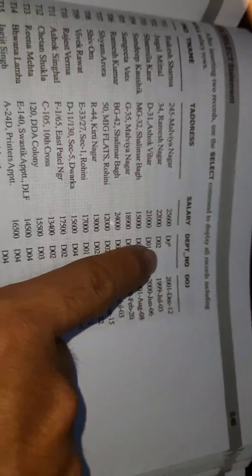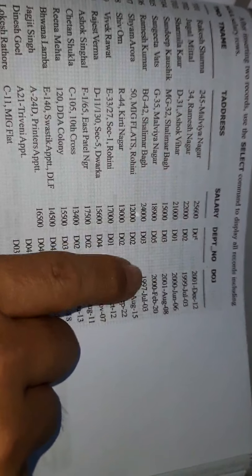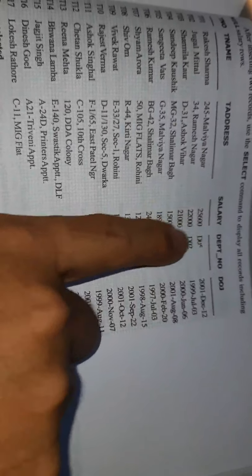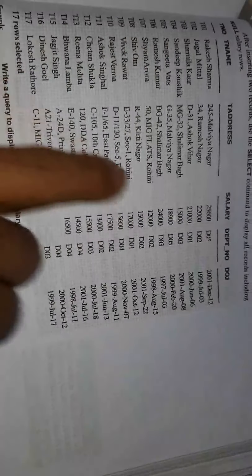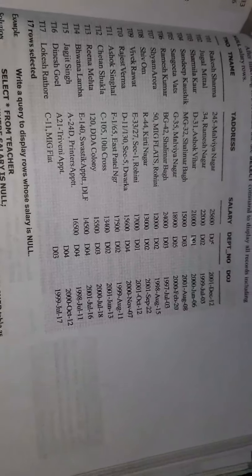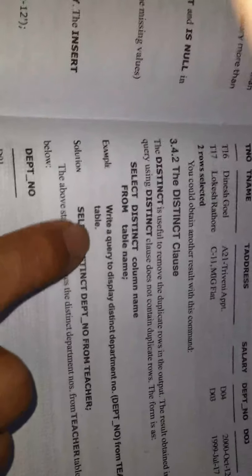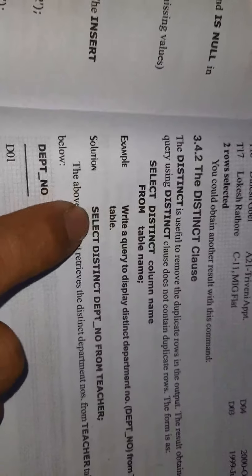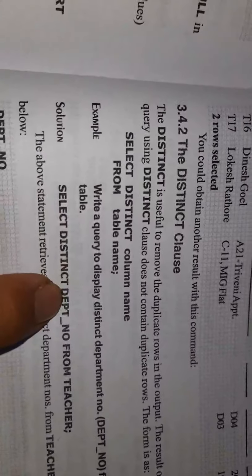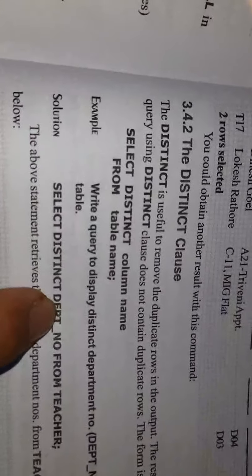In the teachers table the department number is duplicated many times. Actually there are only, suppose, 5 departments, but all the 5 departments are duplicated again and again because 2 or 3 teachers are working in the same department. If you want to display only how many departments there are, you use the distinct keyword. So you write select distinct department number, where department number is the column name, from teacher.